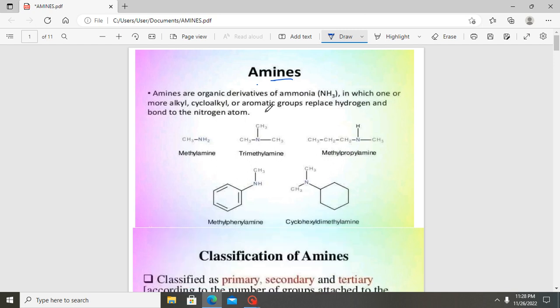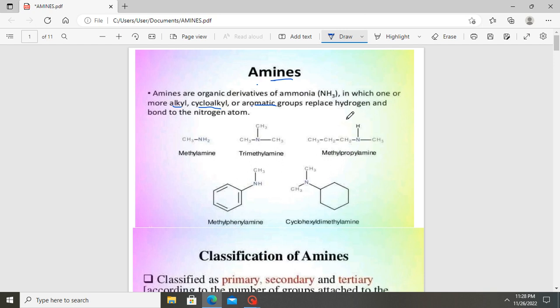So let's begin. So what are amines? Amines are basically organic derivatives of ammonia. So this is an ammonia. When the hydrogens around the nitrogen atom in ammonia are replaced by an alkyl group, a cycloalkyl group, or an aromatic group, that compound qualifies to be called an amine.